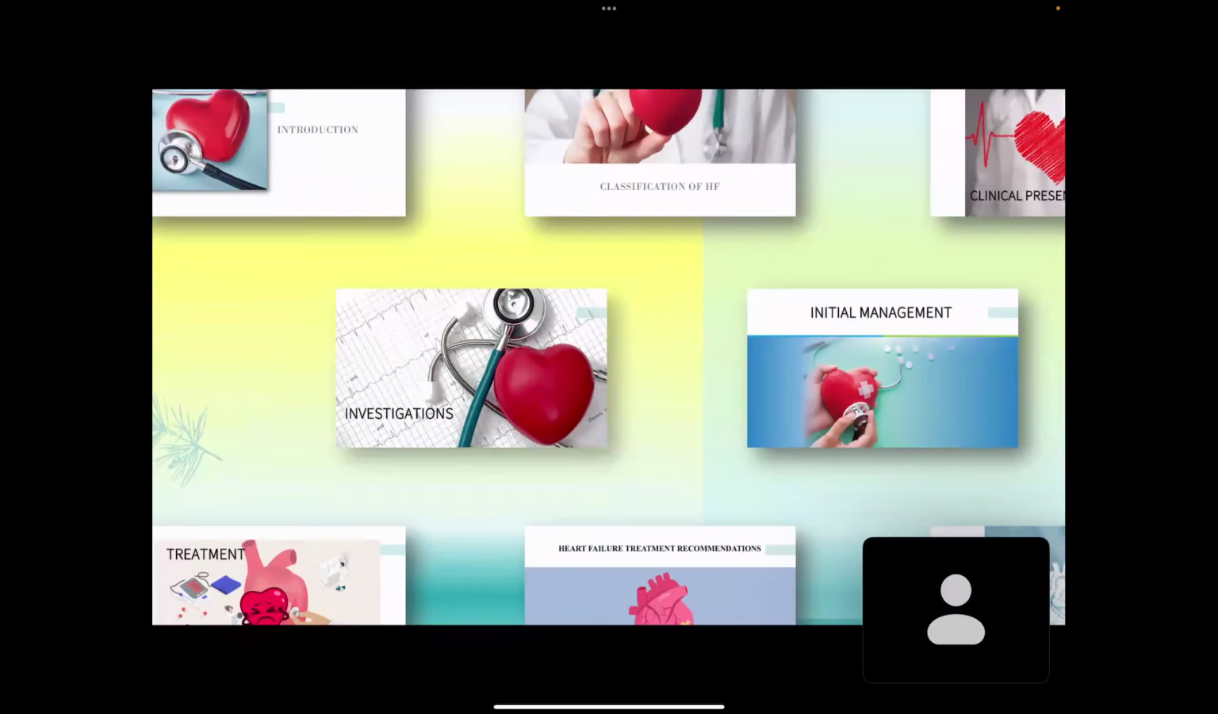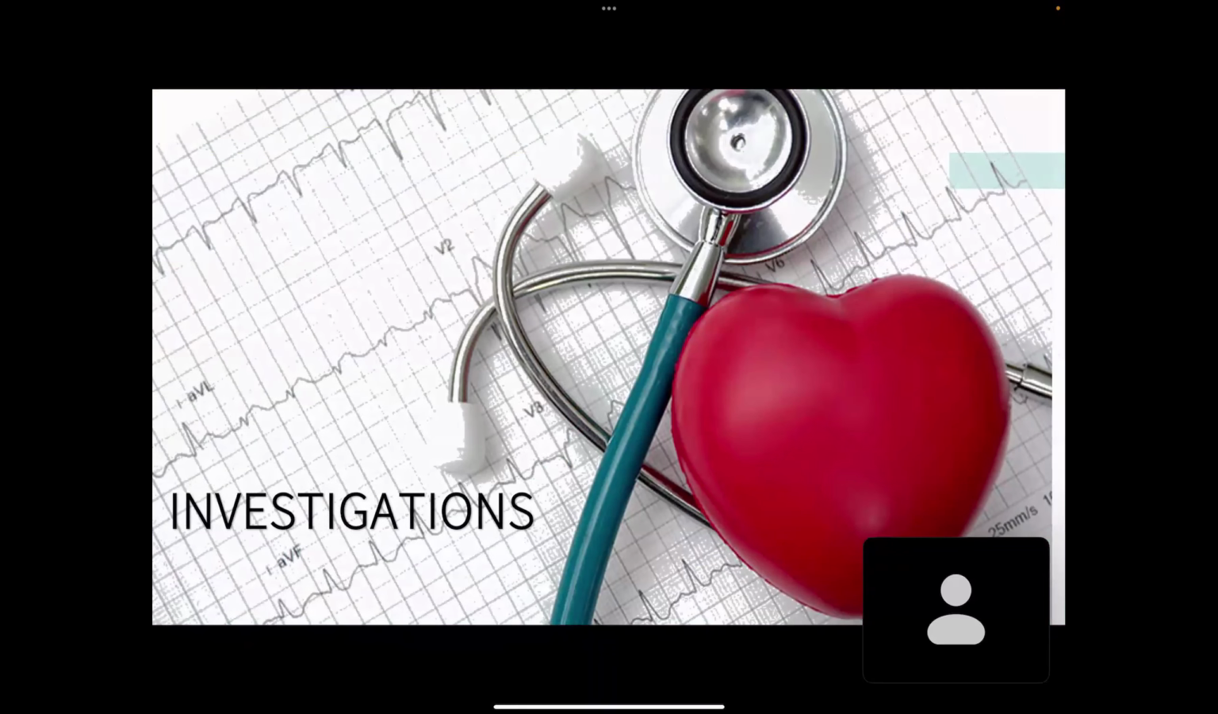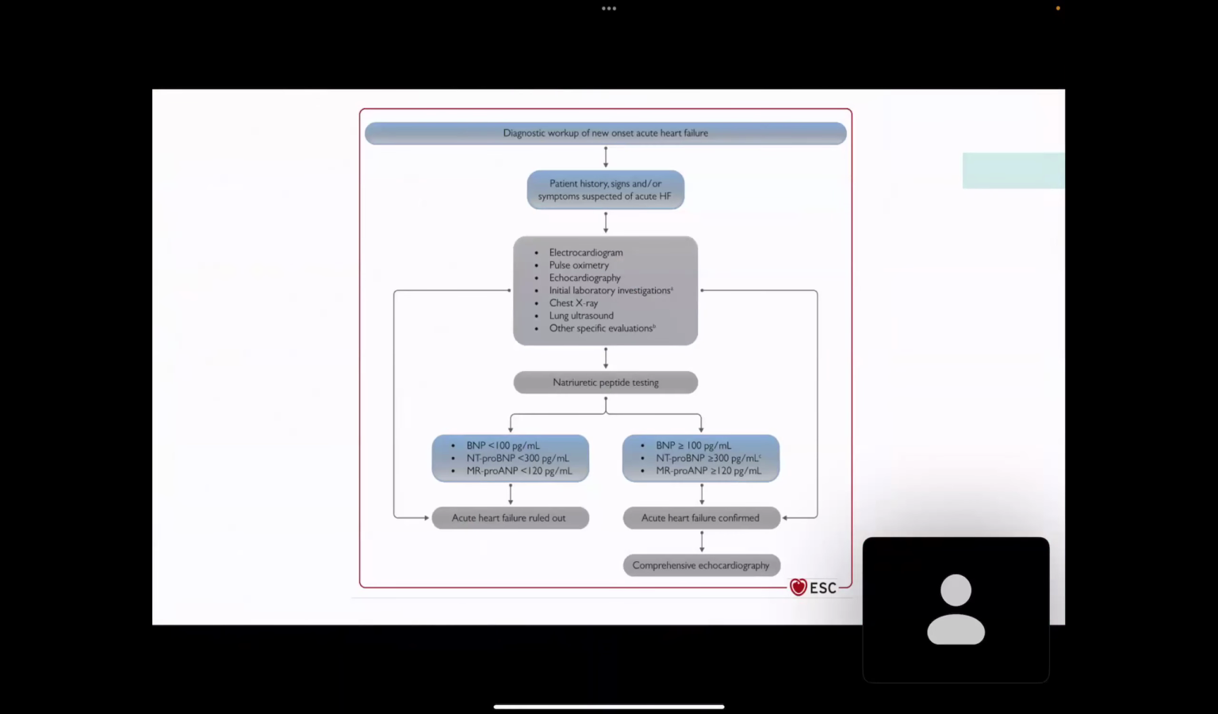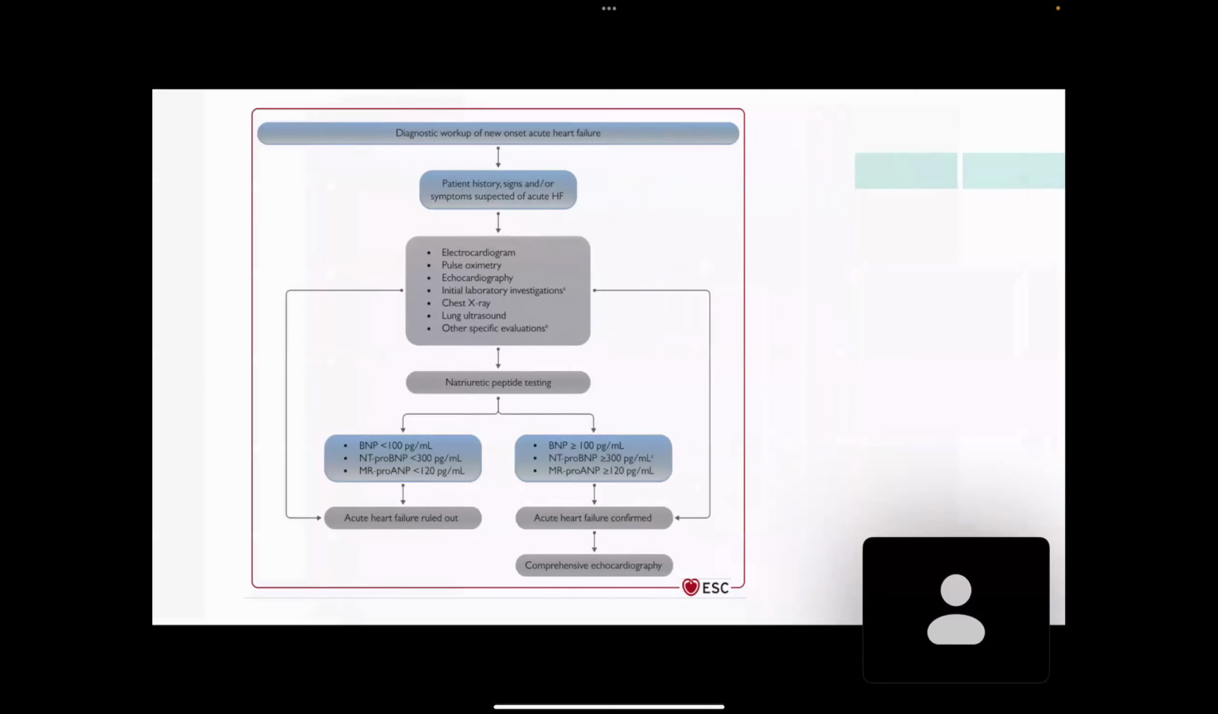Coming to the investigations. Suppose you get a patient to the emergency and you're suspecting heart failure, how do you investigate? The first and foremost is to take a proper history and examine the patient, look for the signs of heart failure. This is the first step. The second step is to do relevant investigations. So let us see what are the relevant investigations and how do we take history and look for signs.